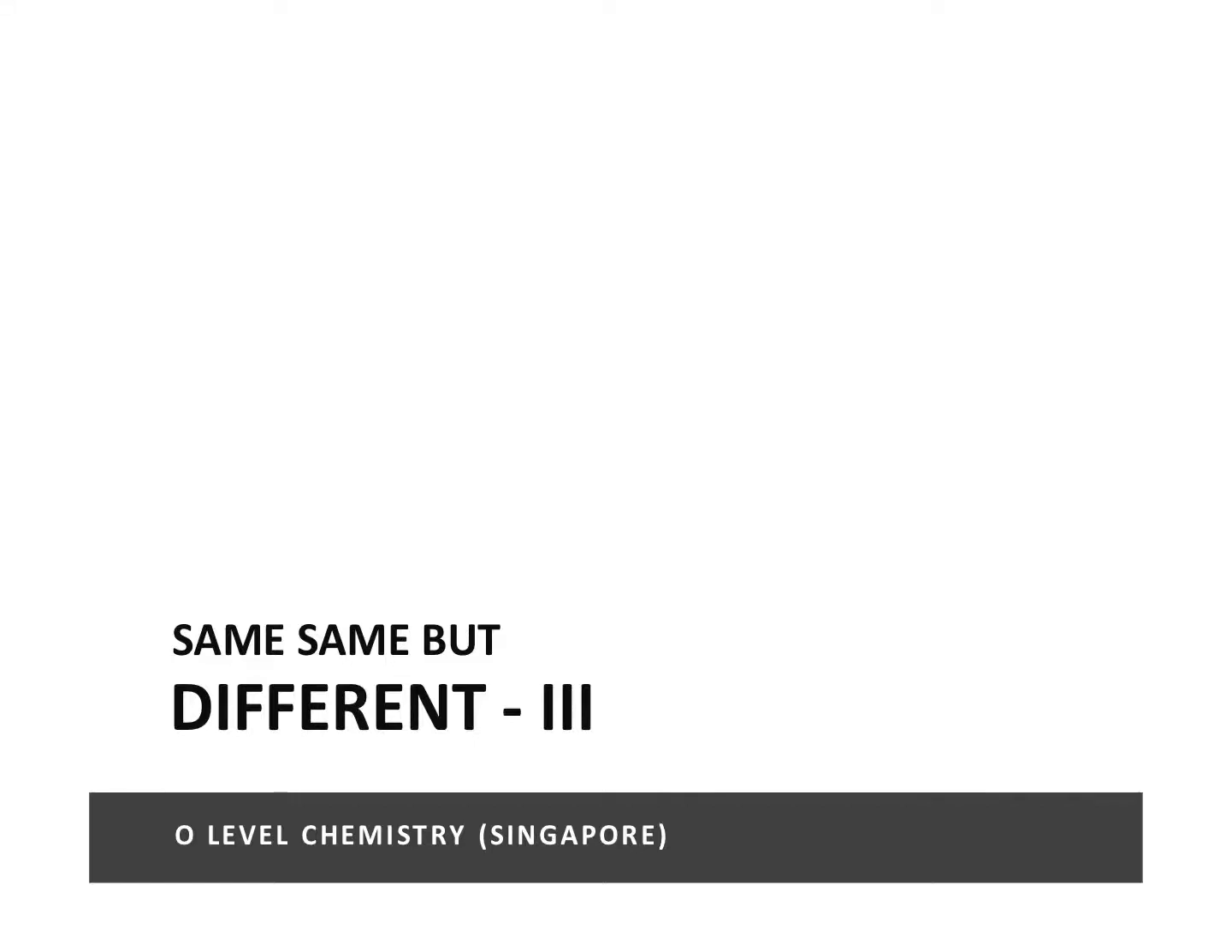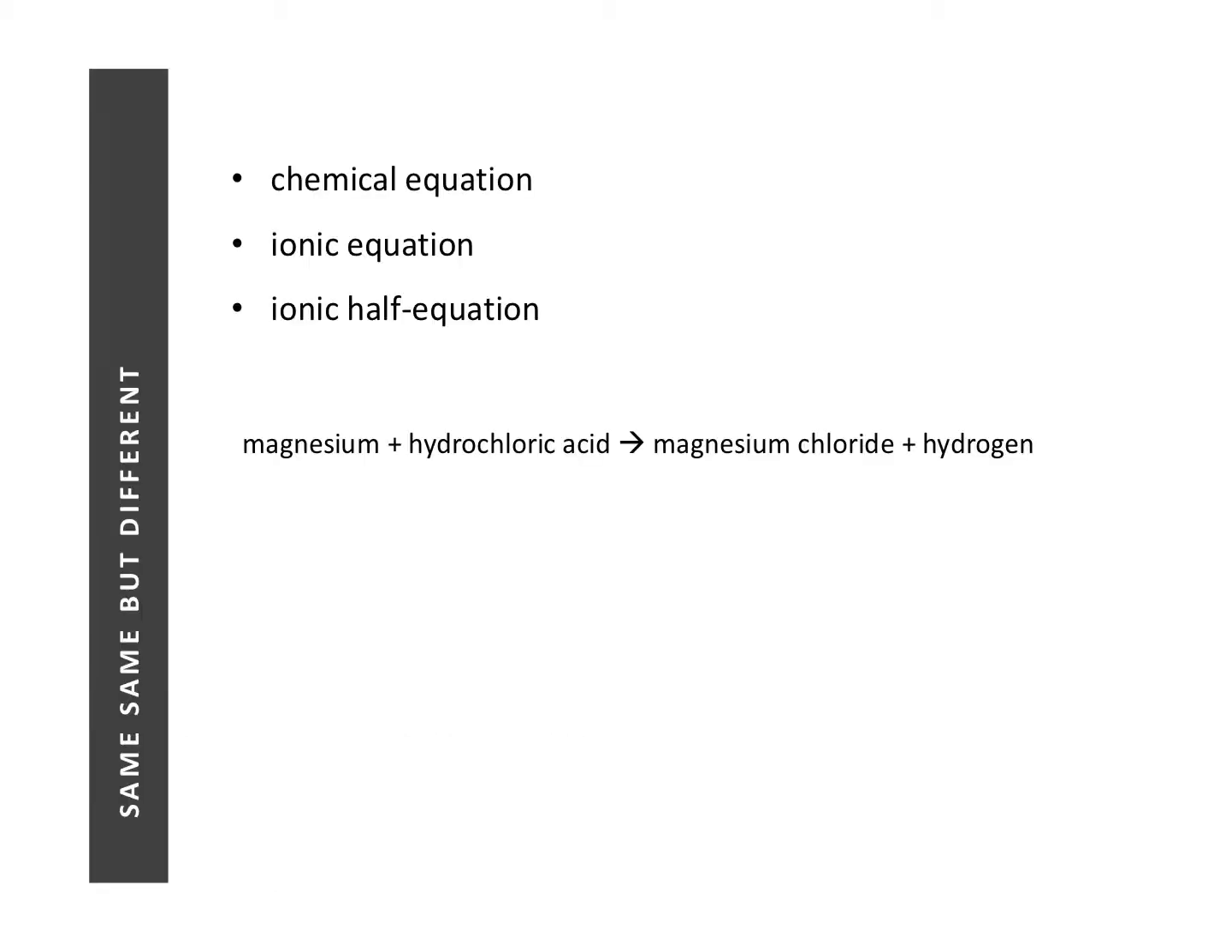Now in chemistry, we often represent reactions using equations. So in this video, we're going to look at the different types of equations that we use to represent reactions. There are three common types of equations that we can use to represent reactions, and they are chemical equation, ionic equation, and ionic half equation. So what are the differences between the three different types of equations? This is what we're going to look at now.